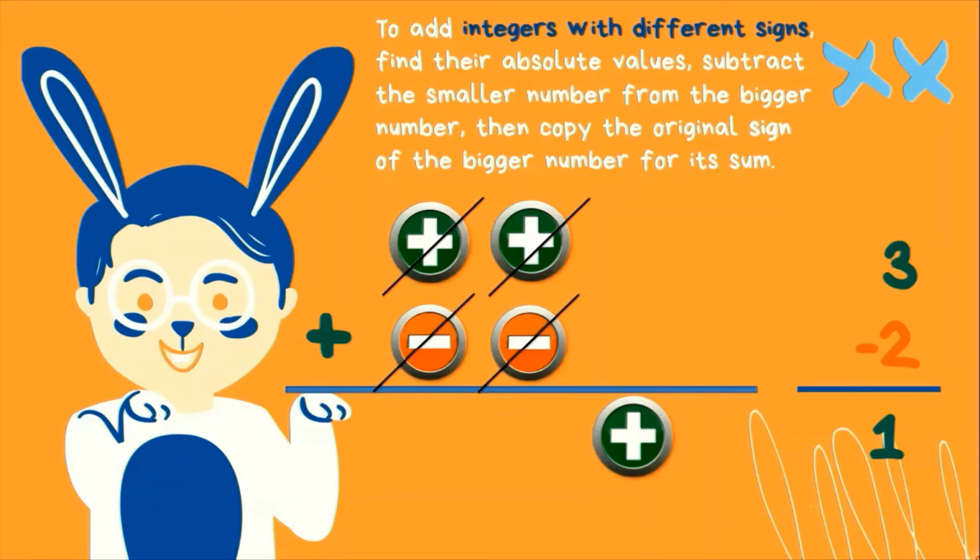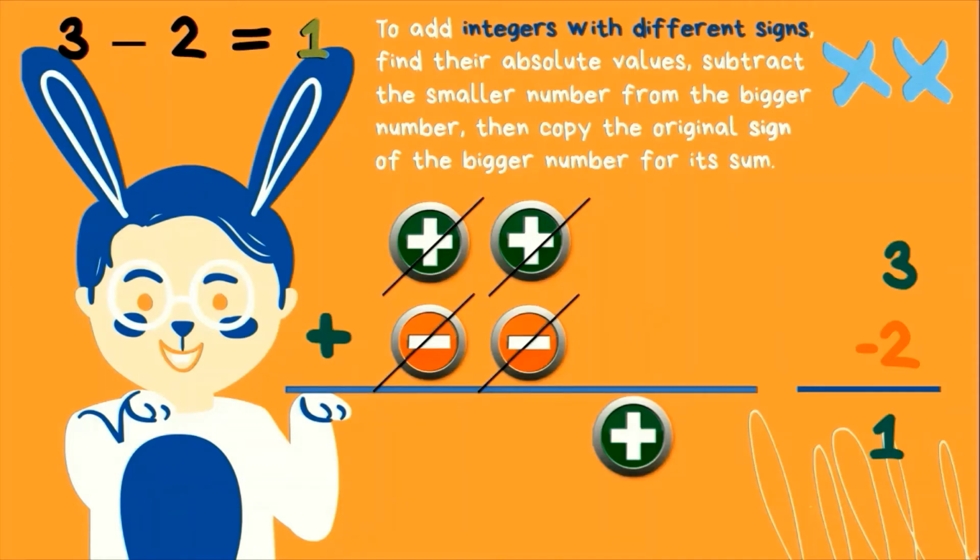So, between 3 and 2, yung ating nakuhang absolute values, 3 is bigger, 2 is smaller. Kaya naman si 2 ay ibabawas natin kay 3. 3 minus 2 is equal to 1. Next, para sa sign ng ating sagot, copy the original sign of the bigger number. So, before natin kunin yung absolute values, si 3 ay positive at si 2 kanina ay negative. Since 3 is bigger at siya ay positive, yung ating sagot na 1 kanina sa 3 minus 2 ay magiging positive.